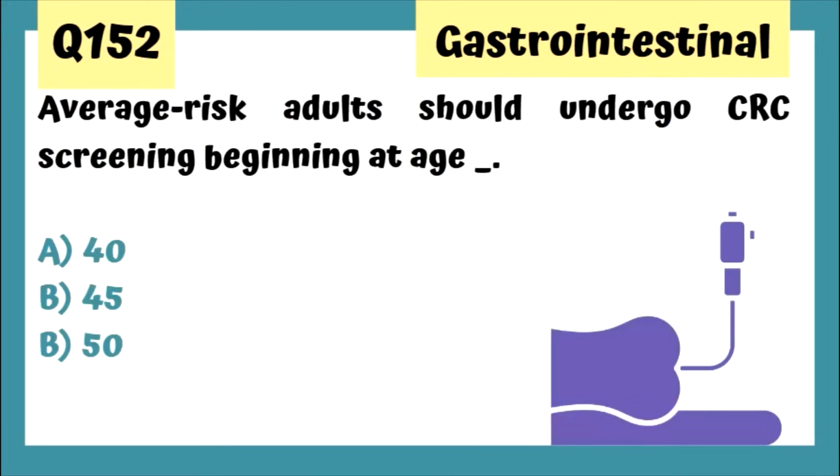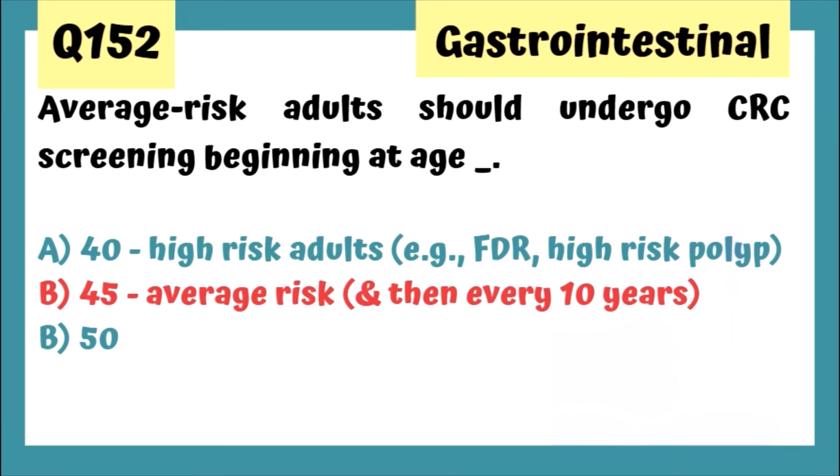Question 152. Average risk adults should undergo CRC screening beginning at what age? So if they're average risk, what should they do? Age 45. High risk adults begin at age 40.